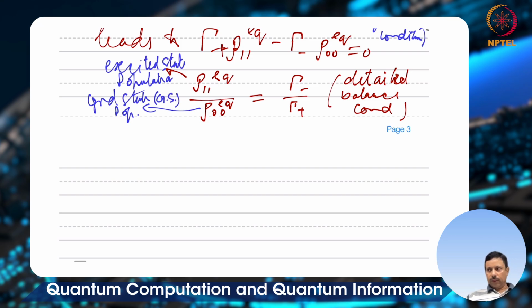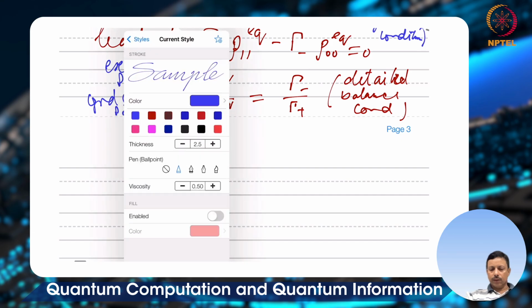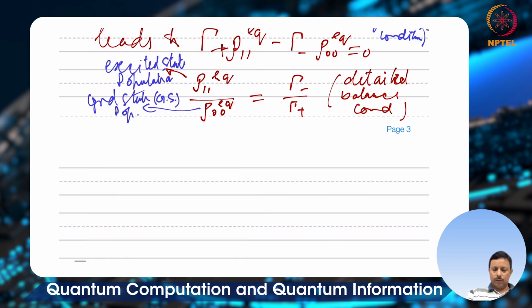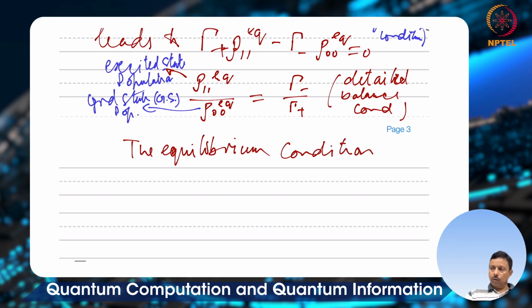So now the equilibrium condition. Notice that the equilibrium condition follows the Boltzmann distribution, the condition of detailed balance distribution.